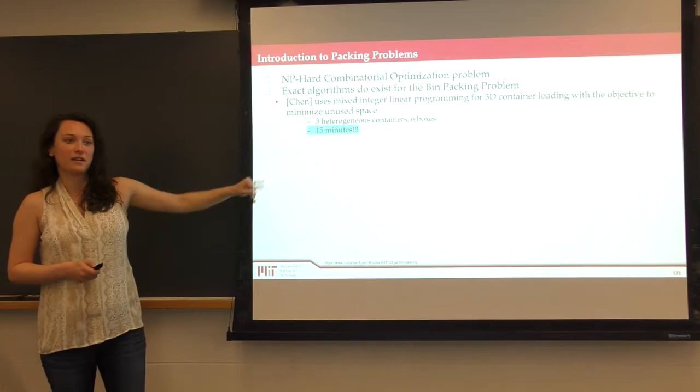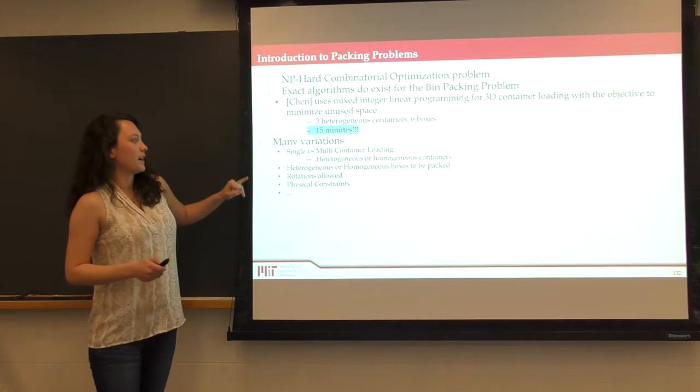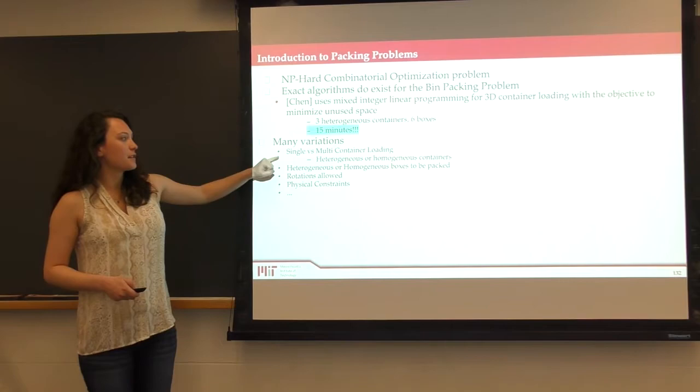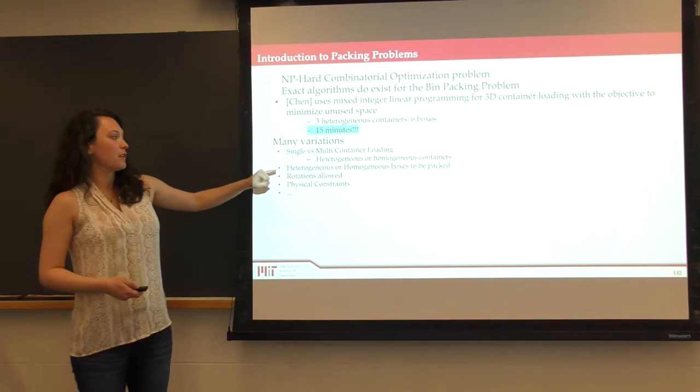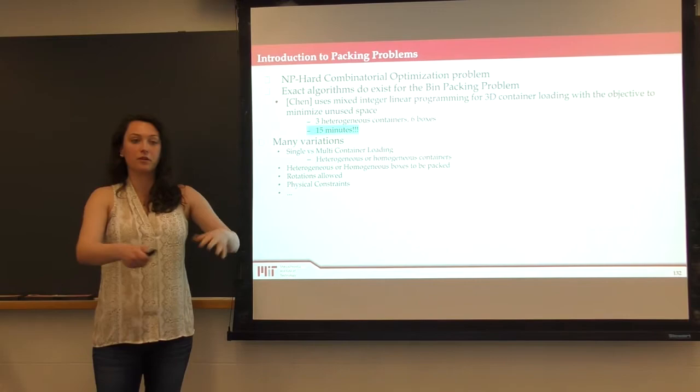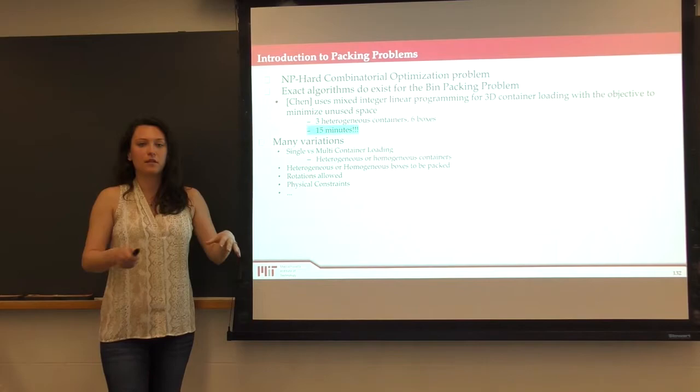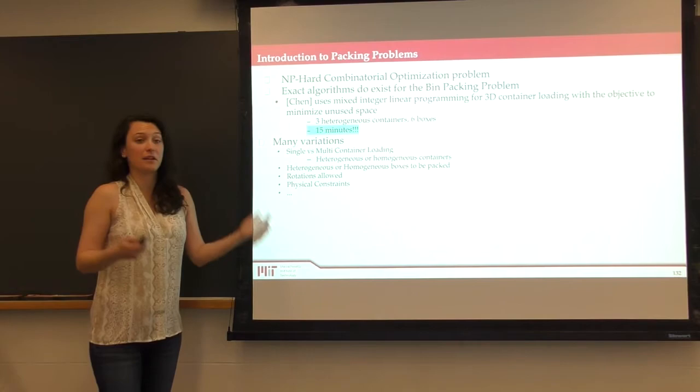There are many, many variations on a theme for this. There's single versus multiple containers. If you have 3 trucks, you have to fill 1 truck. There are also different sizes. Do you have just a square or rectangle that you have to fill? Is it some weird shape like Watney's rover? There are also different size boxes. Do you have boxes that are all the same size, or boxes with different sizes? There are so many different problems. Are you going to allow rotations? Is stability considered? There are a lot of variations.